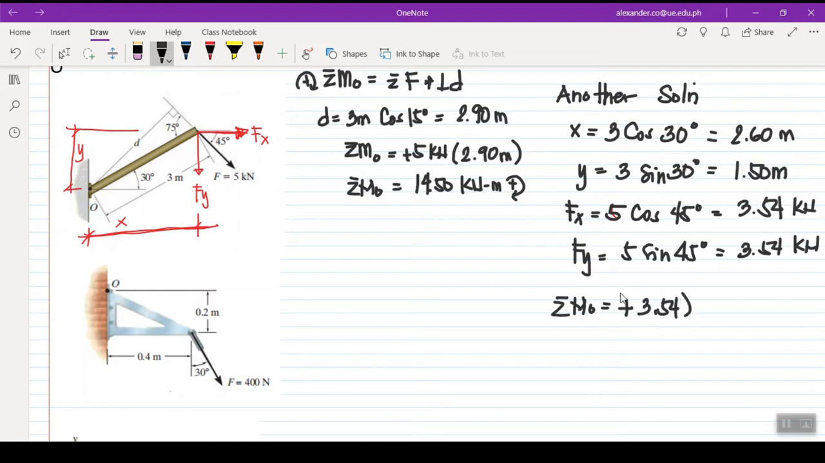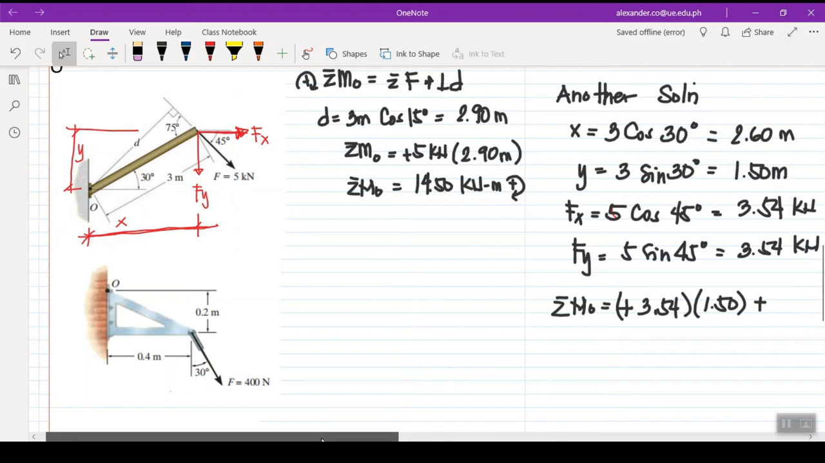3.54 kilonewton. Anong perpendicular distance niya? Ito. So, dapat y. Ang perpendicular distance niya is y. So, 1.5. Plus, ano naman ng fy? Ang rotation niya is still positive.